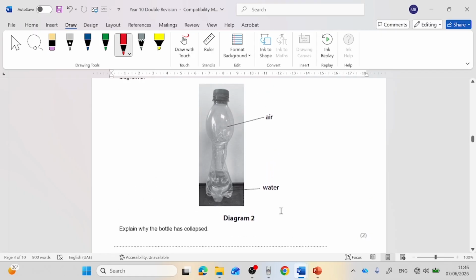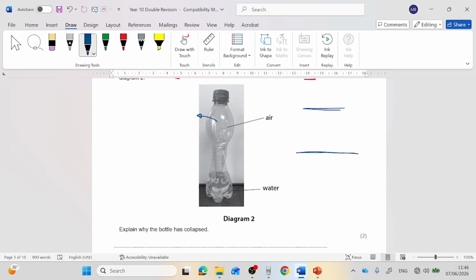Explain why the bottle has collapsed. Do you remember that the passenger just sealed this bottle when the aeroplane was flying? And you know that if this is the sea surface and this is the end of the atmosphere, if you are standing on the top of the mountain, this is only part of the air above your head. But if you are standing at sea level, all the air is sitting above your head. So while you are at sea level, you experience more pressure than if you are at the top of a mountain, right?